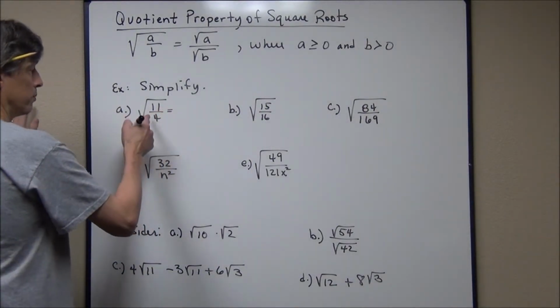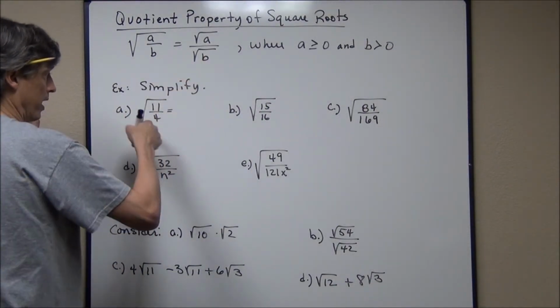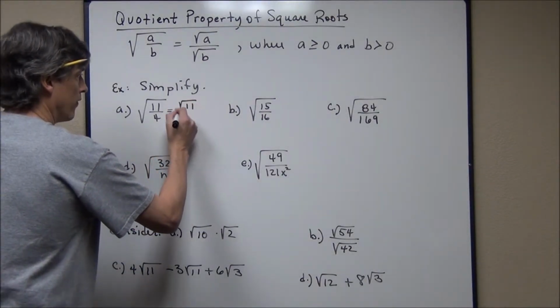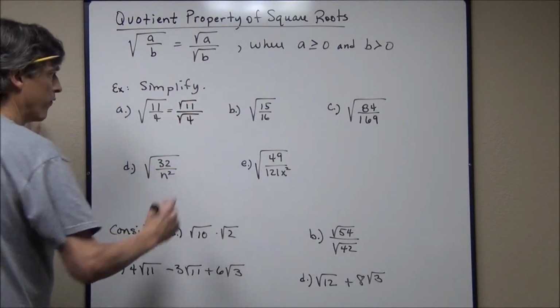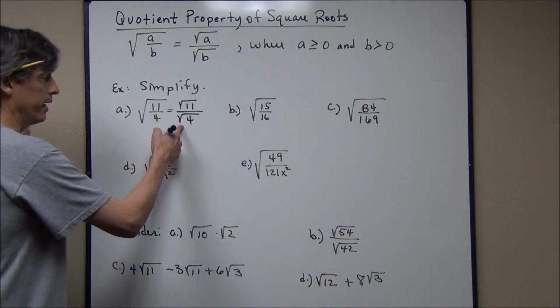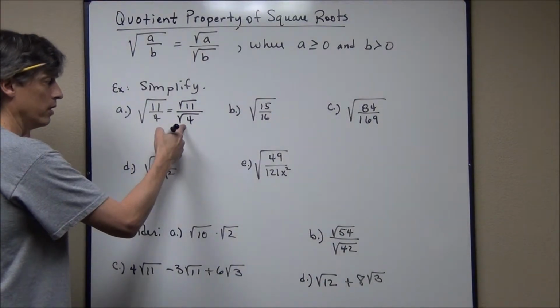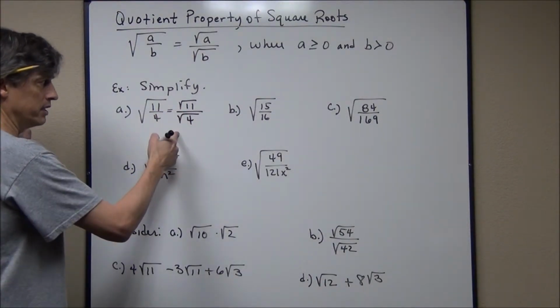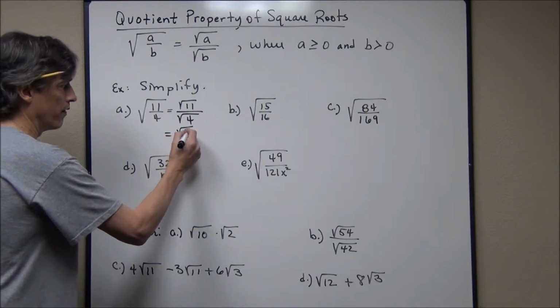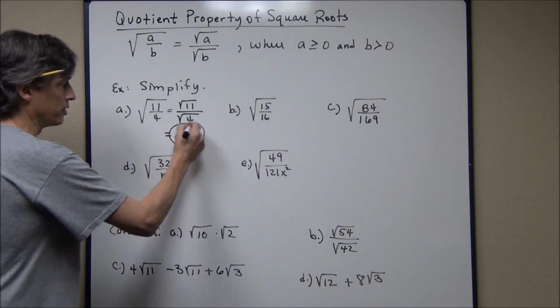This problem right here uses this property. I have a fraction under the radical, you can't have that. So this is the square root of 11 over the square root of 4. And I no longer have a fraction under the square root, but I do have a square root in the denominator, which you can't have. But fortunately for us, this comes out evenly because the square root of 4 is 2. Now 11 doesn't have any perfect square factors, so I'm going to leave this as the square root of 11 all over 2 as my answer.